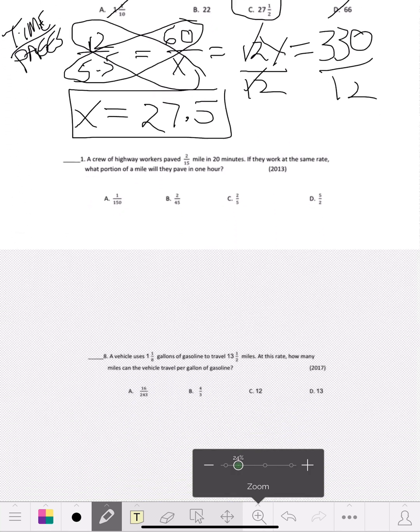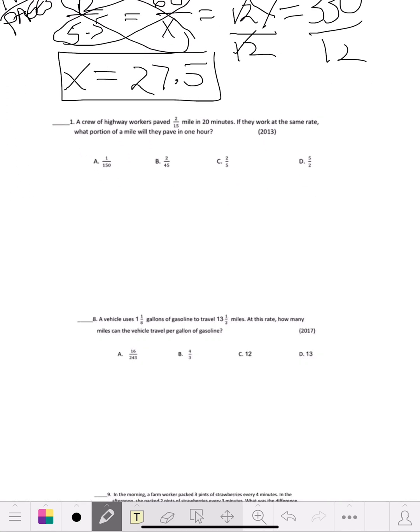So, let's move on to the next one. This is number 1. They're not in order. I took them off the student's page and put them up here. I blew them up. I should have put them in order, but I didn't realize until now that I didn't put the numbers in order. A crew of highway work pavers paved 2/15 miles in 20 minutes. If they worked at the same rate, what portion of a mile would they pave in 1 hour?